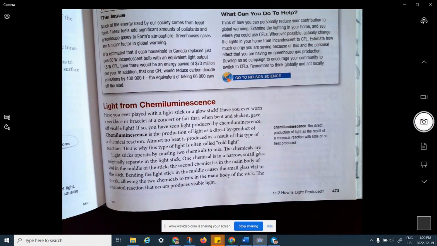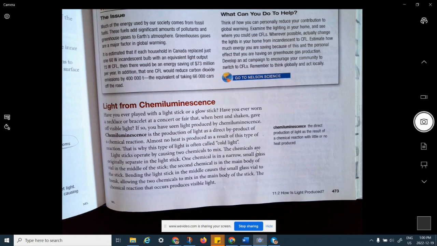You don't need to know the detailed process. You have to have a basic idea of which light is which, and how those different light sources differ.